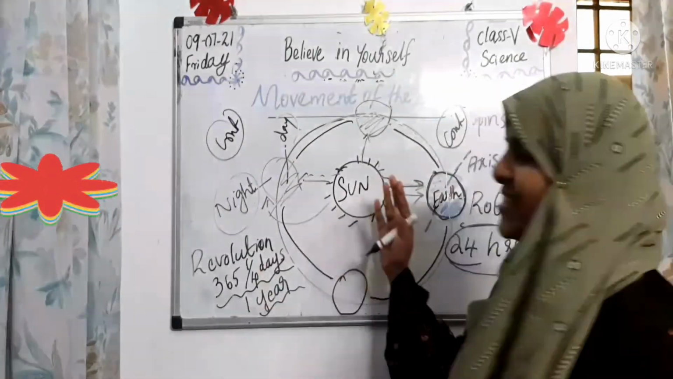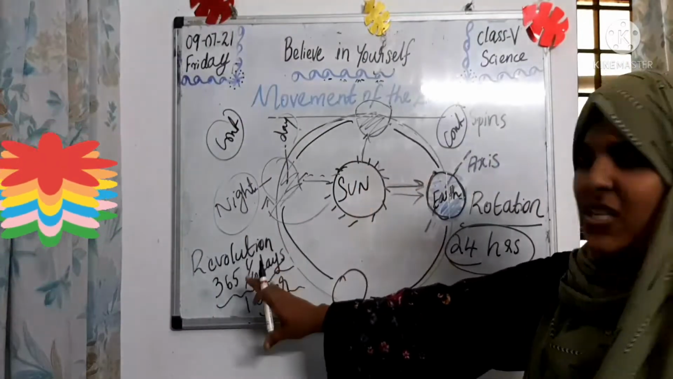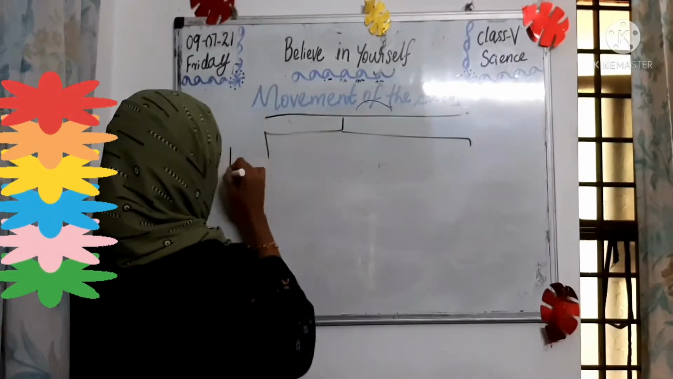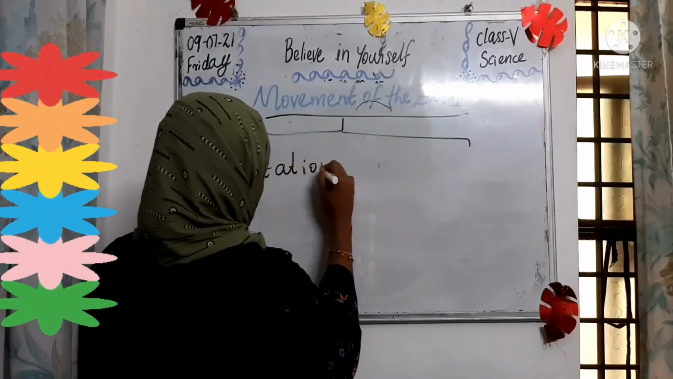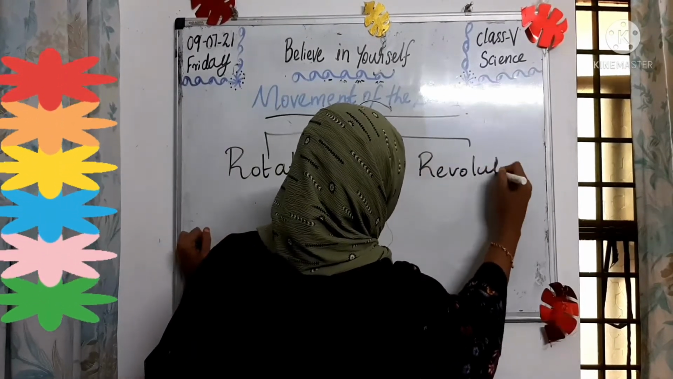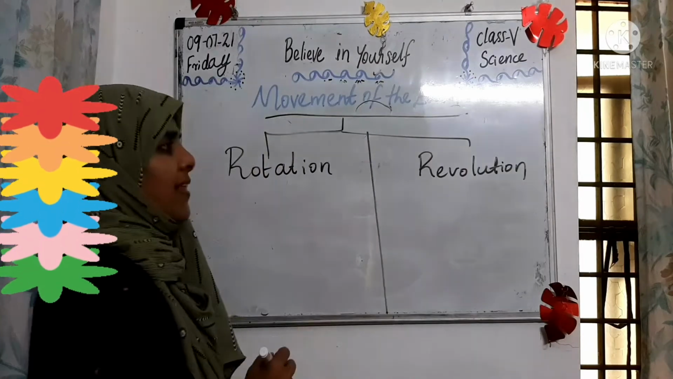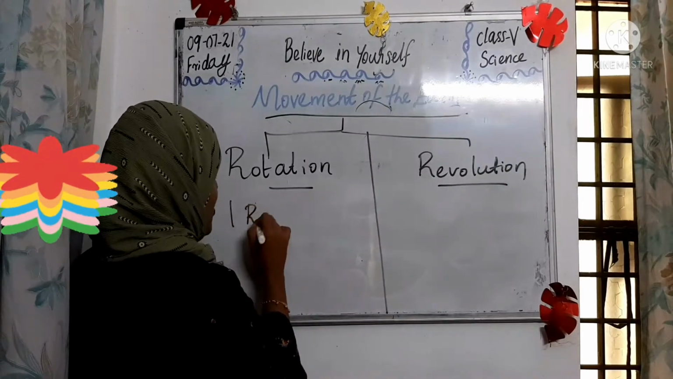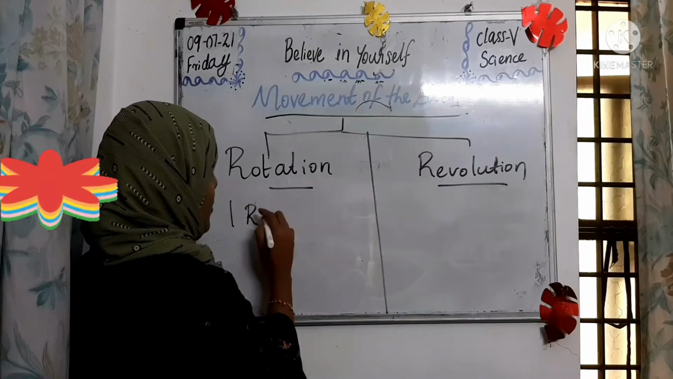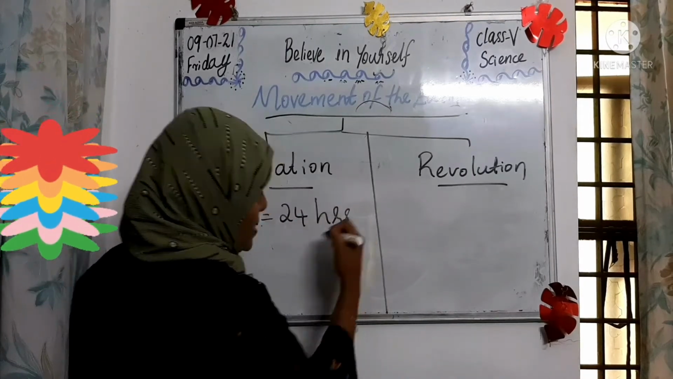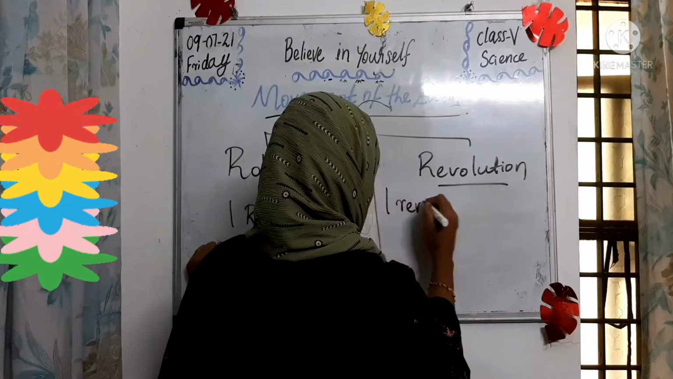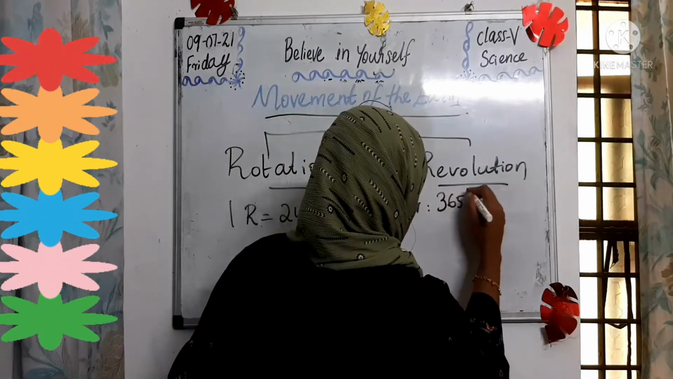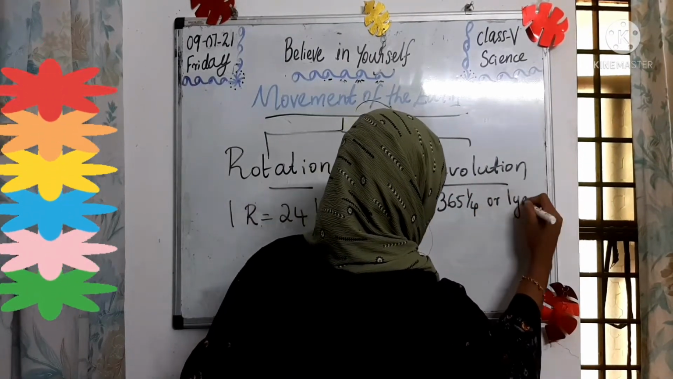Okay, students. So, let's check some differences between rotation and revolution. What are the two important movements of the Earth? That is rotation and revolution. Let's check the differences between these two. One rotation is equal to what, children? One rotation is equal to 24 hours. Is it? But one revolution is equal to how many, children? That is 365 1/4 days, or we can call it 1 year.